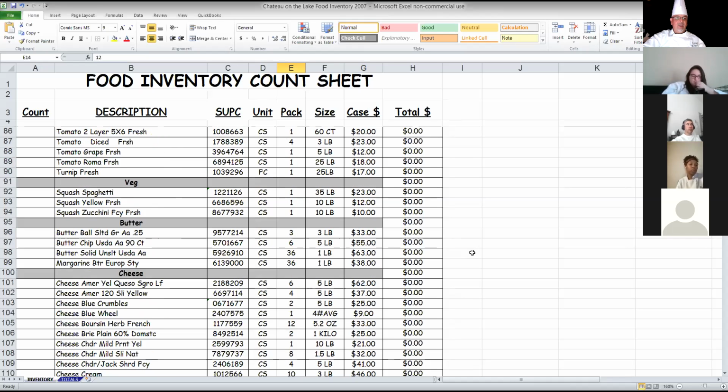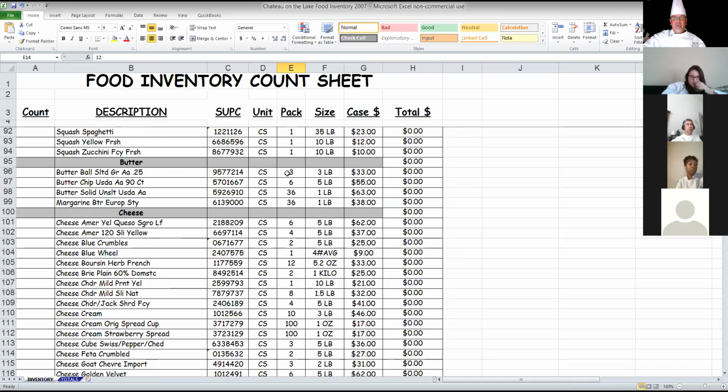Oh, not yet. Okay. Butter. Here we go. It's $33. No, right here. Where is it? Right here. $63 a case of butter. They come in 36 1-pound blocks of butter.